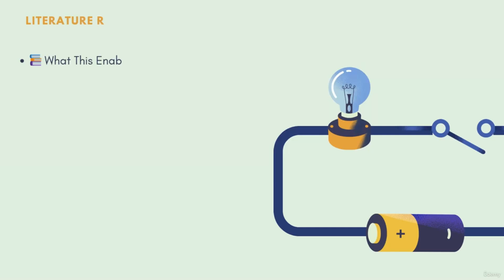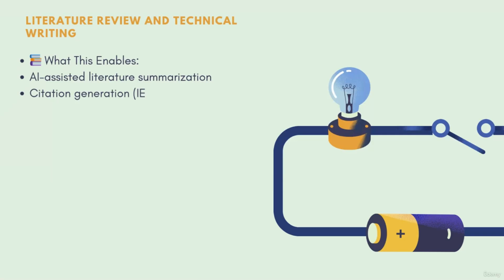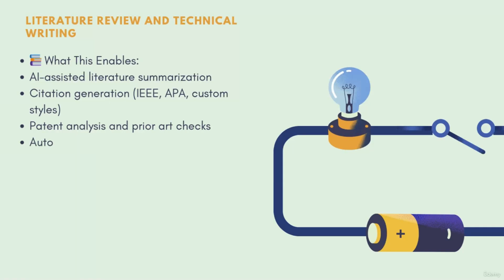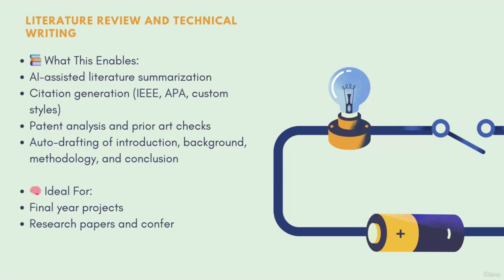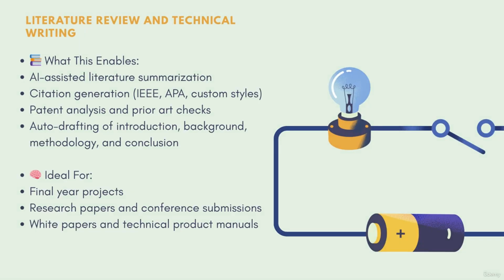Technical writing and literature review are foundational to any engineering thesis, product development, or R&D effort. Yet engineers often spend weeks combing through dense research papers, patents, and white papers. Generative AI can dramatically reduce this effort by summarizing large volumes of content, generating formatted citations, comparing research findings, and even reviewing patent claims. With the right prompts, AI becomes a co author in technical documentation, helping you build content faster and with more academic integrity.